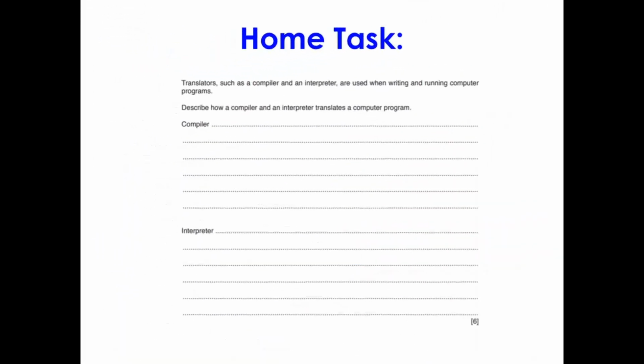Okay, home task. Translators such as a compiler and interpreter are used when writing and running computer programs. Describe how a compiler and interpreter translate a computer program. So when it's written "how", it means you have to write the method in detail. Describe means you need to write in detail. For 6 marks, 3 marks for each, and you have to write in detail. So this is your home task. Write it on a piece of paper, take a picture and send it to me.